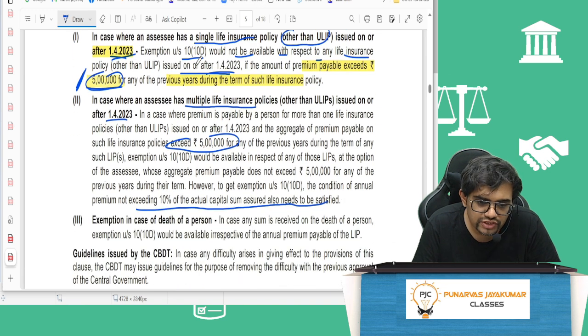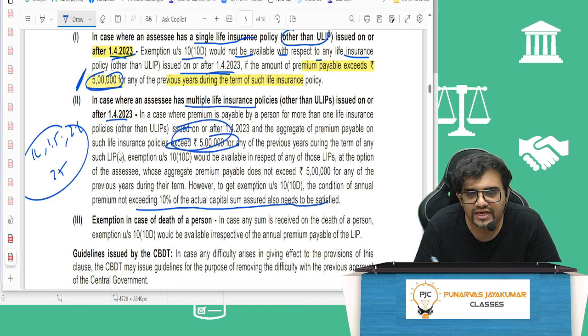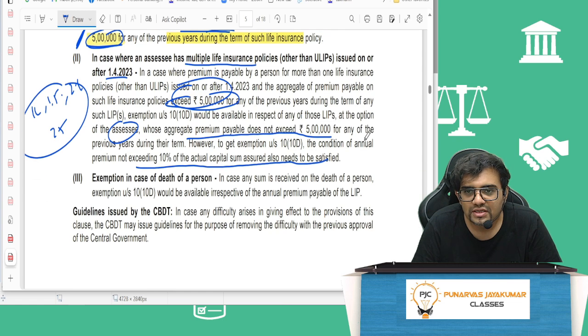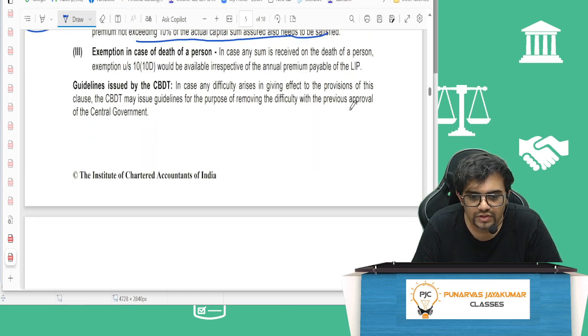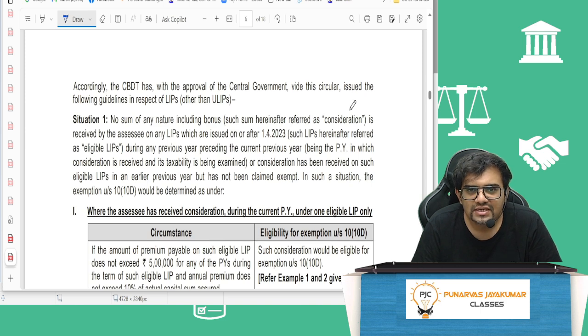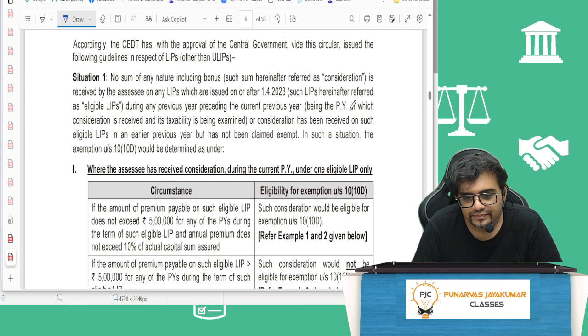However, individually those policies are like 1 lakh, 1.5 lakh, 2 lakh, 2.5 lakh, everything. But if you add everything, it is crossing 5 lakh. Then the lawmaker says that it is at the option of the SSE. For whichever policies the aggregate premium does not exceed 5 lakh, you can claim exemption for them. For this also, I'll show you examples, don't worry. Death of a person, obviously, exemption will be available. Now, the guidelines say check the examples. They have only given examples because it becomes very, very simple.